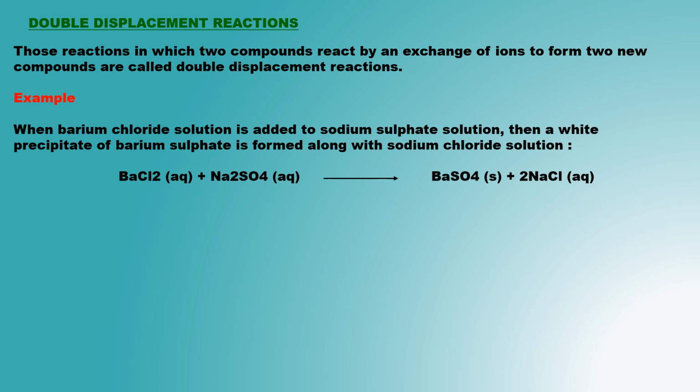In this reaction, barium sulfate is formed as a white, insoluble solid, called precipitate, which separates out suddenly from the solution. Any reaction in which an insoluble solid, called precipitate, is formed that separates from the solution is called a precipitation reaction. The reaction between barium chloride solution and sodium sulfate solution to form barium sulfate precipitate, along with sodium chloride solution, is an example of a precipitation reaction.